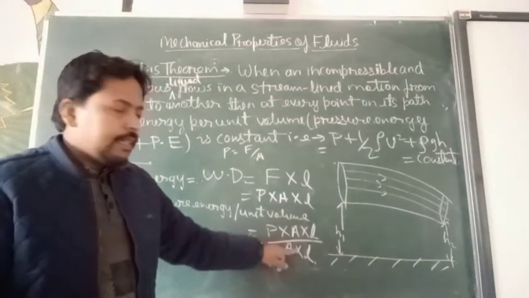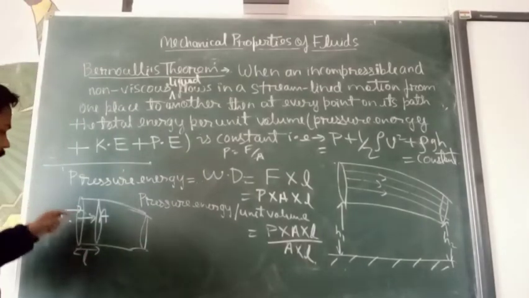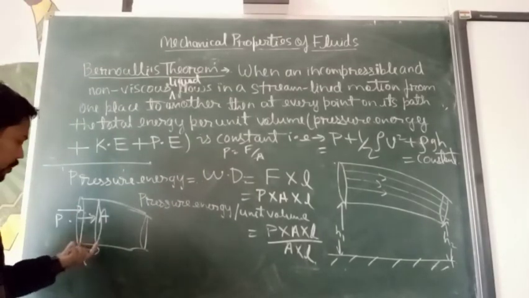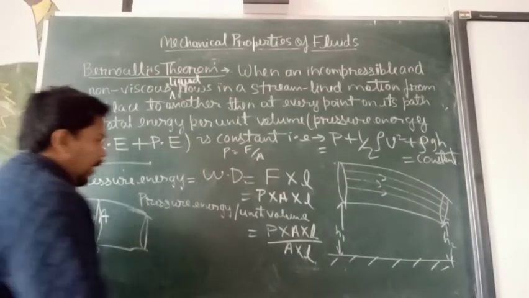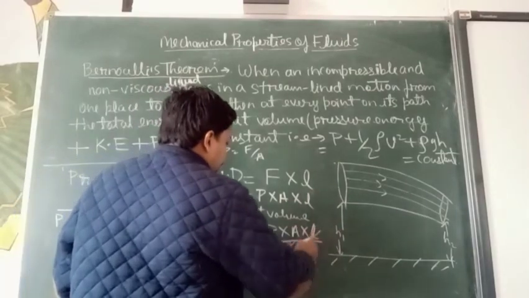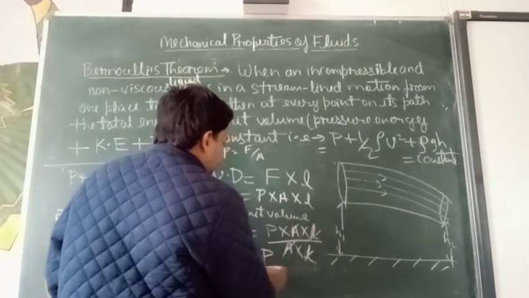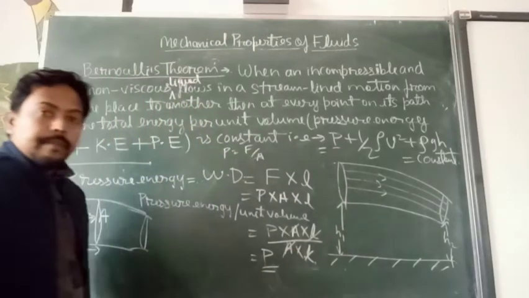Okay, area into length is what? Volume. This much of the area has been displaced by L, so this will be the amount of the volume. Okay, so from here this will cancel and the remaining will be P. That is this expression we got.